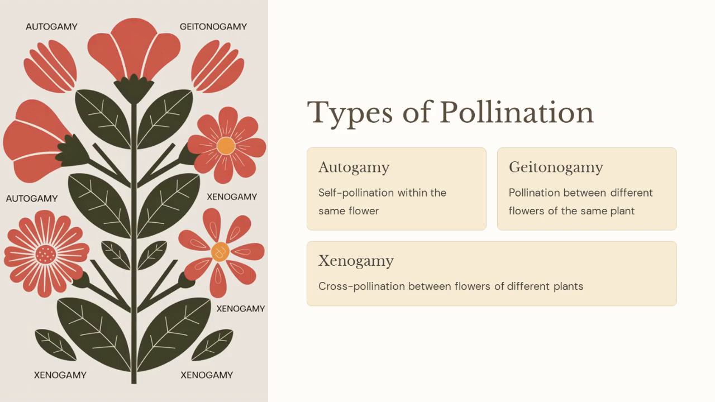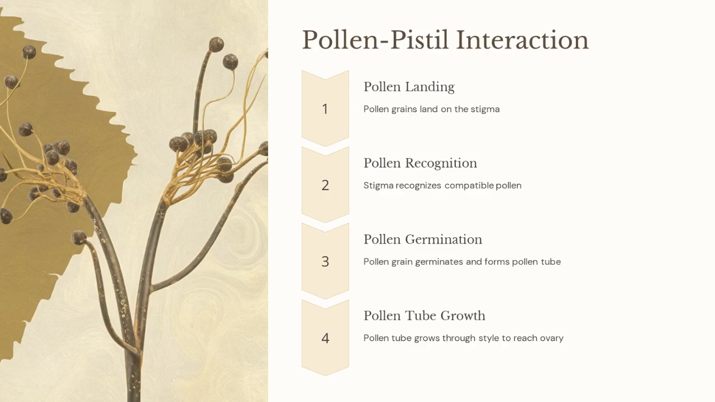Autogamy refers to self-pollination within the same flower. Geitonogamy is pollination between different flowers of the same plant. Xenogamy involves cross-pollination between flowers of different plants. Pollen-pistil interaction involves several steps.